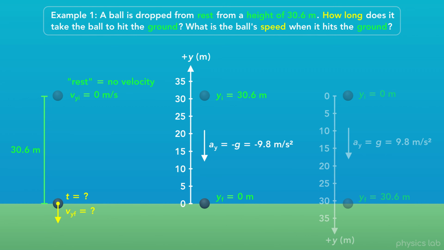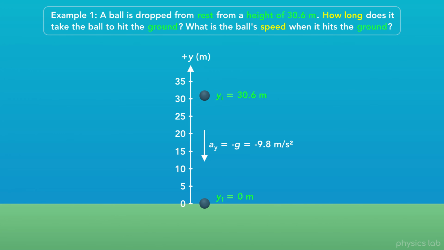If up is positive, then the acceleration, ay, is negative. The ball would accelerate in the negative direction and the y value would decrease over time. If down is positive, the acceleration would be positive. The ball would accelerate in the positive direction and the y value would increase over time. You can set up your axis either way. Just make sure you stay consistent with your directions and the positive and negative signs. In this course, we're usually going to say up is the positive y direction.